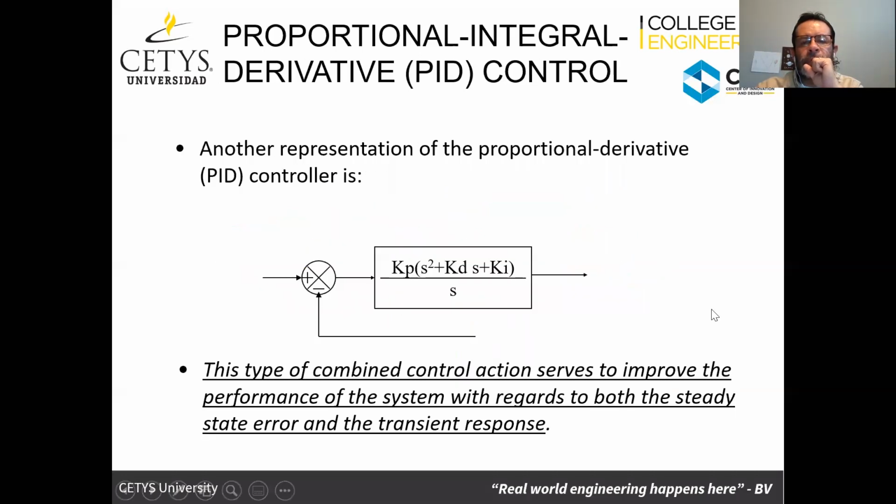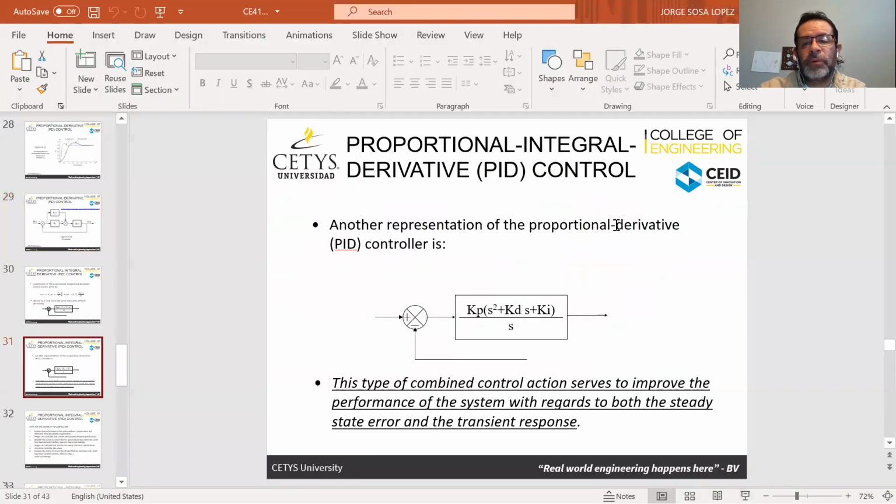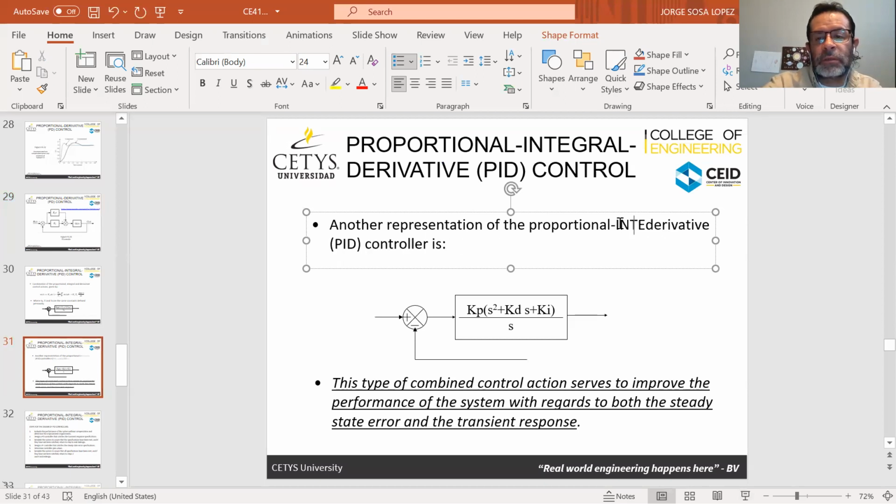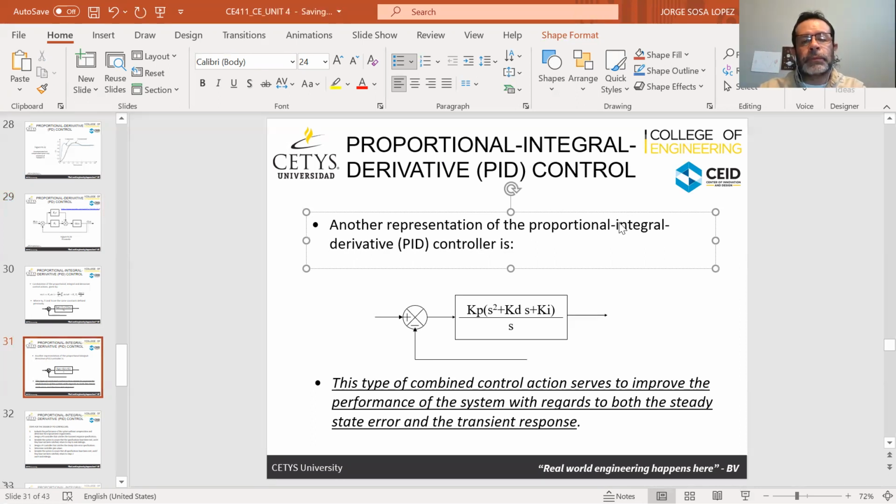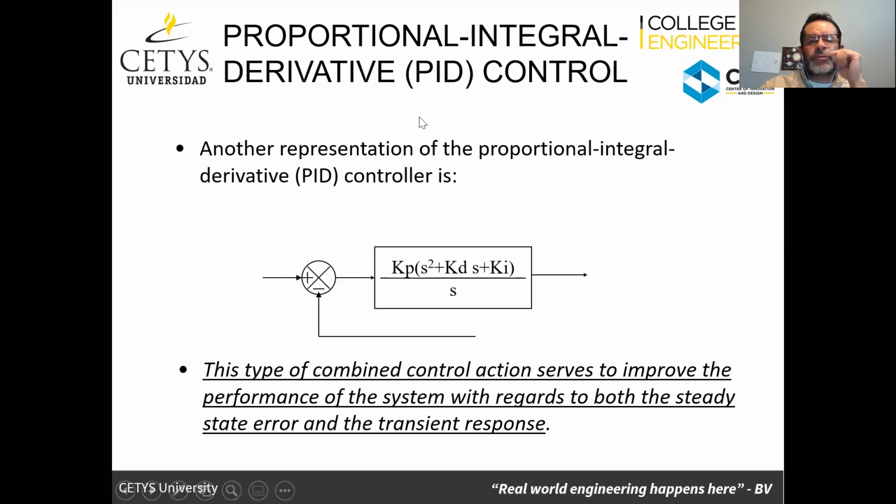And so another representation of the proportional integral derivative controller, just noticed a mistake here, is this representation where we kind of integrate the constants. So we've got Kp, Kd, and Ki. And actually, really what we're going to end up having is three constants, which are the proportional, integral, and derivative constants. And those are the ones we're going to be playing around with.